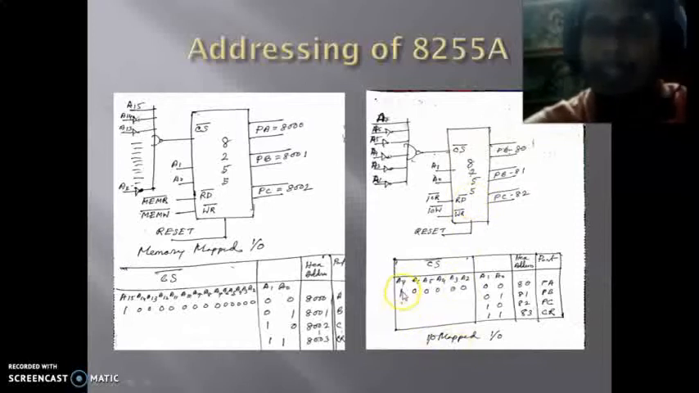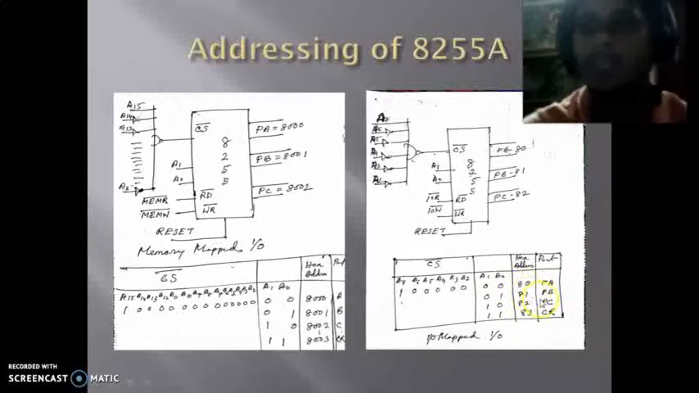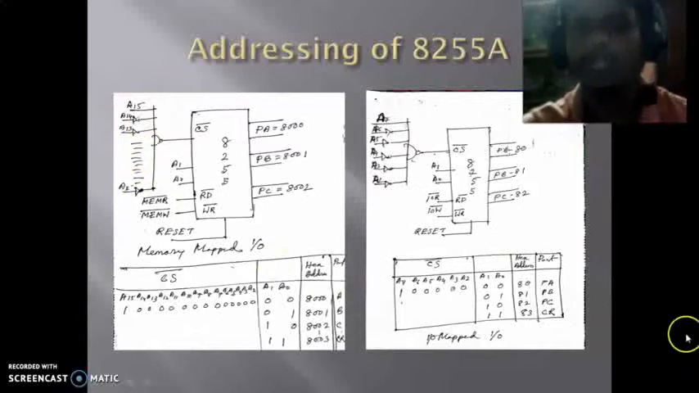Now we provide A7 as 1 and A2 to A6 as 0, and we have 4 combinations, that is 00, 01, 10 and 11. That will generate 80H, 81H, 82H and 83H. So 80H is the address of port A, 81H is the port B address, 82H is the port C address, and 83H is the control register address. That is the way we can address 8255A. This is the design that I made, but the design can be changed. So these are the two techniques, memory mapped IO and IO mapped IO, by which we can address 8255A.